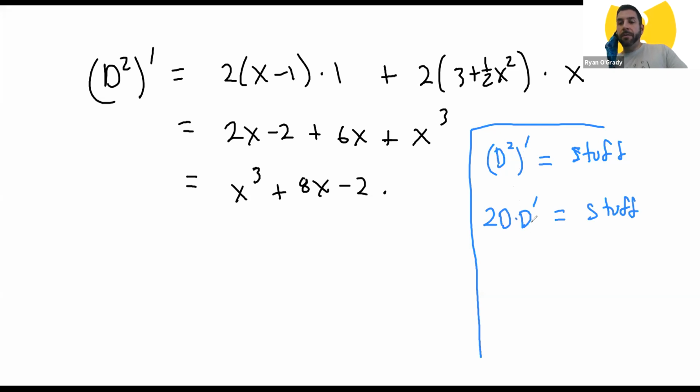Now, if d prime is equal to 0, okay, let me think of it another way. Let's solve this for d prime. If I solve this for d prime, I get stuff over 2d, right? Now look at this. If stuff is equal to 0, then d prime is equal to 0, right? So if this is equal to 0, then this is 0. And if this is equal to 0, then this is 0.